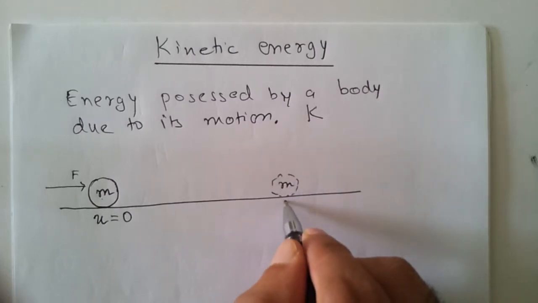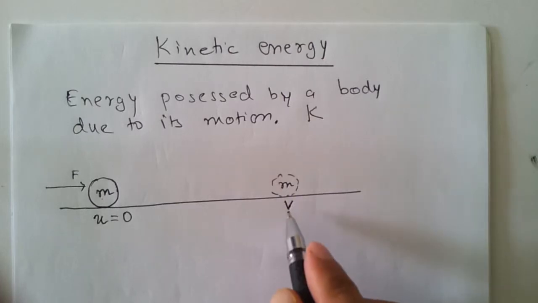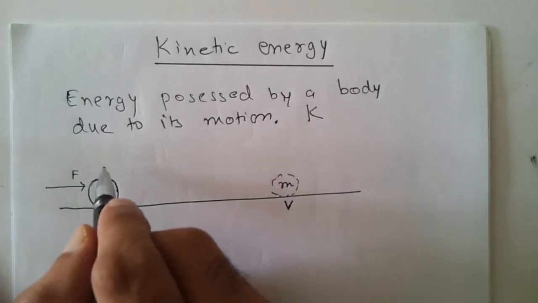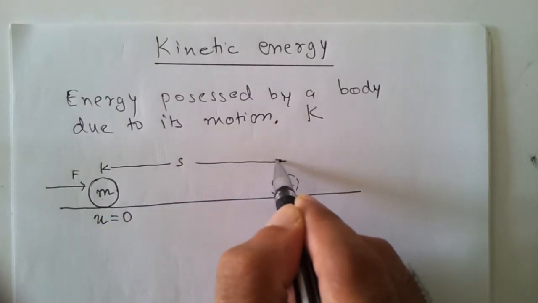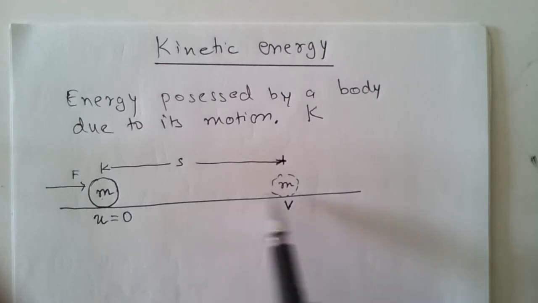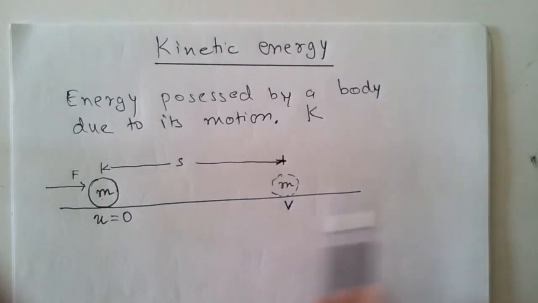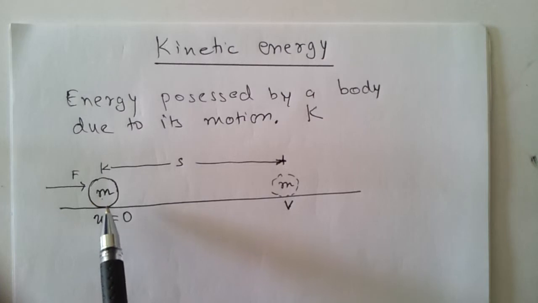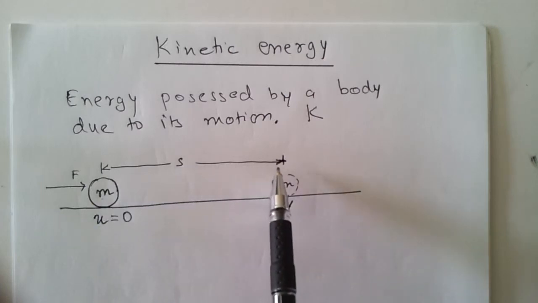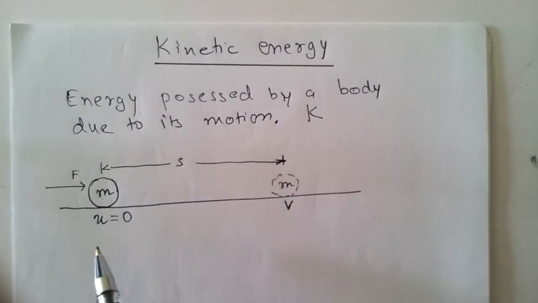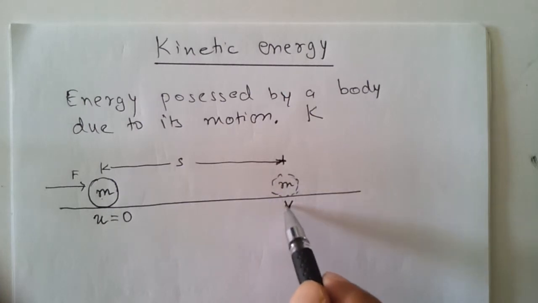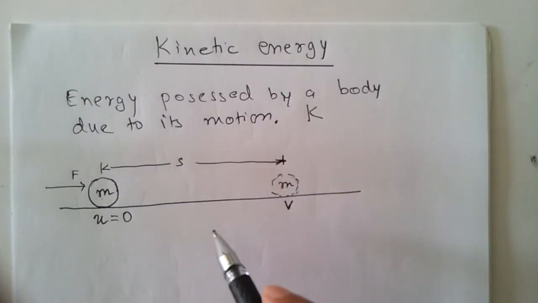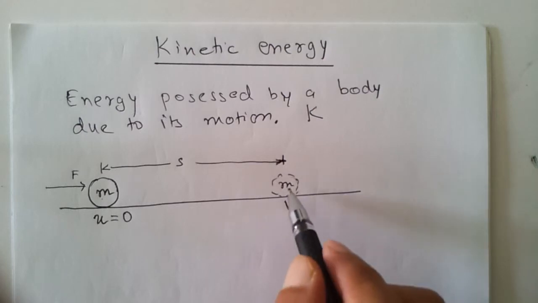At this position, its velocity becomes v, right? So that is its final velocity because of application of force. And the distance covered is, say for example, s, right? The body may continue to move further and may come to rest. But what we are saying is that we have applied a force F, and after the body covered a distance s, its velocity became v. So what is the kinetic energy of the body at this particular point in time when its velocity is v? That is what we are trying to look at in this video.